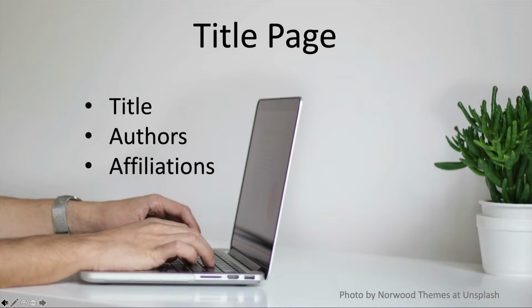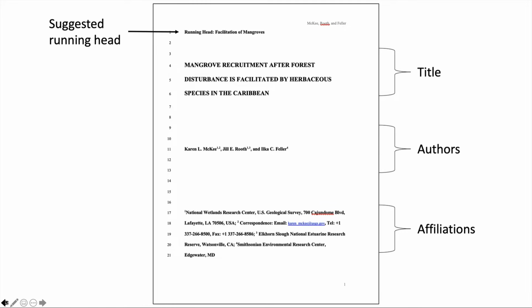First, let's consider the title page. Here you will list the title of your paper, the authors, and their affiliations. Here is the title page from our manuscript showing the main parts: title, author names, affiliations, and contact information. You may also need to suggest a running head for the article or other information. The exact format depends on the journal, so check the instructions as to limits on the title length and what author information to include.